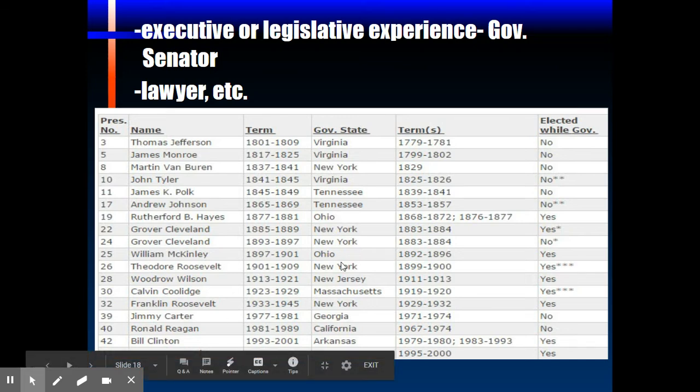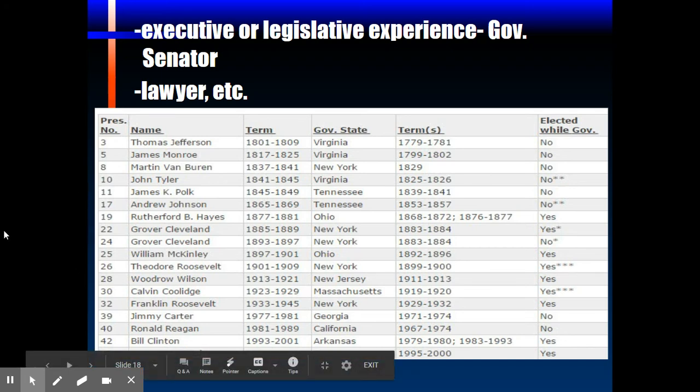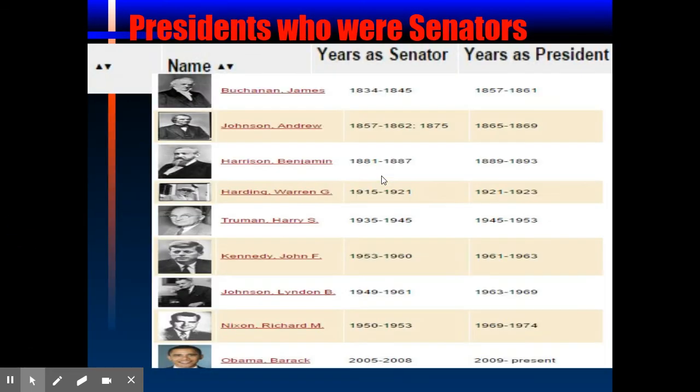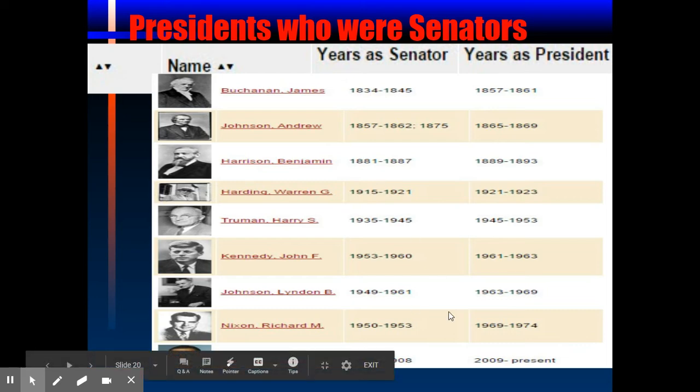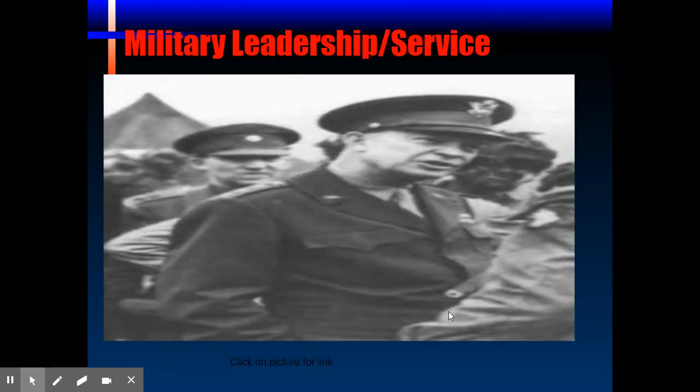You can see these are large pivotal states as far as electoral votes, but a lot of them you can see have been governors. Here are two slides of senators, right? So a long list of former senators, the last one being Obama. And of course, we've already talked about the fact that Trump has not held another office other than the presidency.